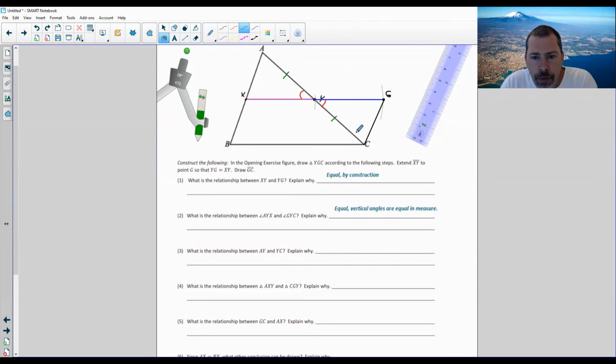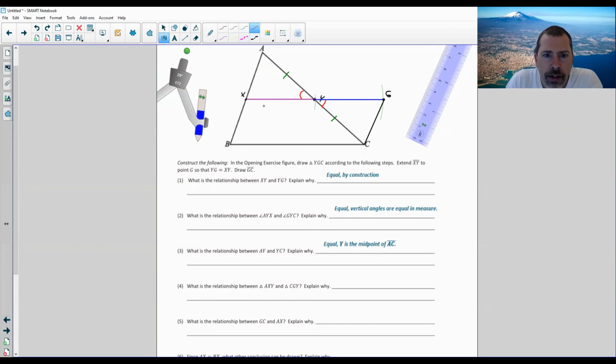Okay, AY and YC. Well, this was a midsegment, which means that Y is the midpoint of AC, so therefore AY is congruent to YC because Y is the midpoint of AC. This is pretty cool, isn't it? Yeah, it's amazing. What is the relationship between AXY and CGY?